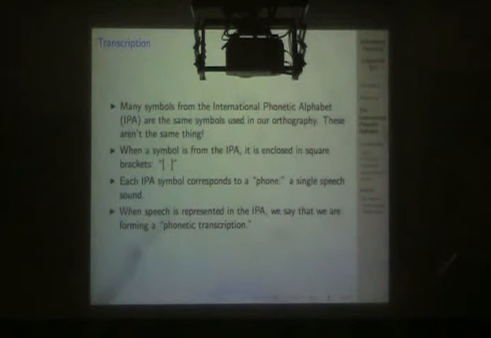And what you will need to do in this class is learn how to represent with this alphabet what you hear. Doing that is called transcribing something. It's hard. It's really, really hard. You have a week to learn how to do it, okay? Good luck.